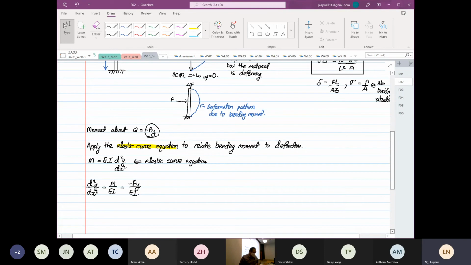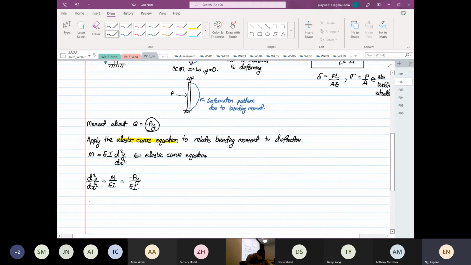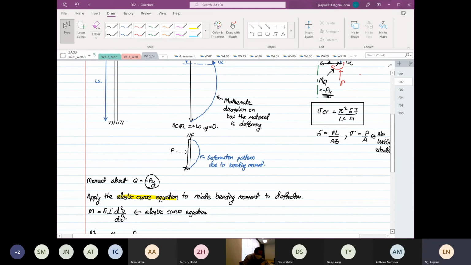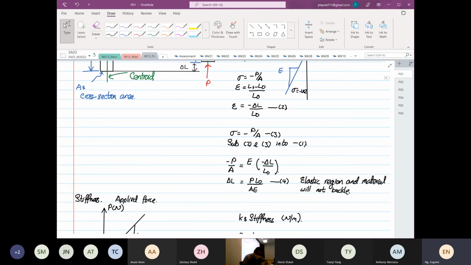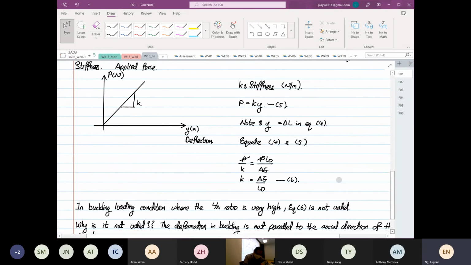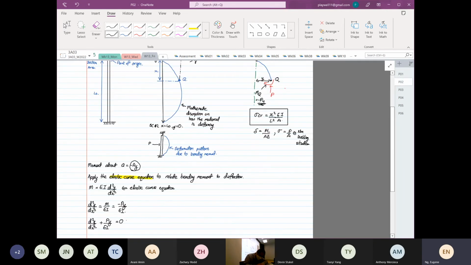So from here, we are able to write d squared y over dx squared plus Py over EI, and the whole thing is equal to 0. I could not remember what this equation is. Did we write equation number 4, 5, 6, equation 7? I do apologize. This is our equation 7.